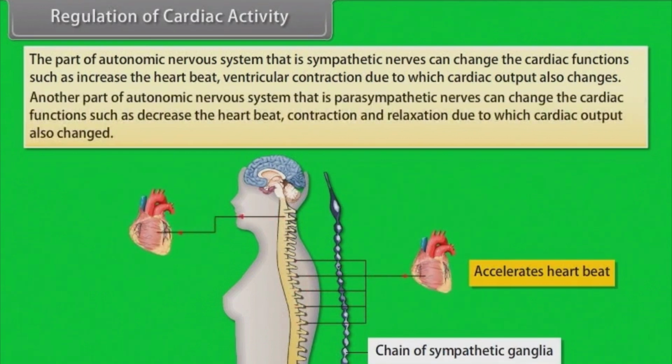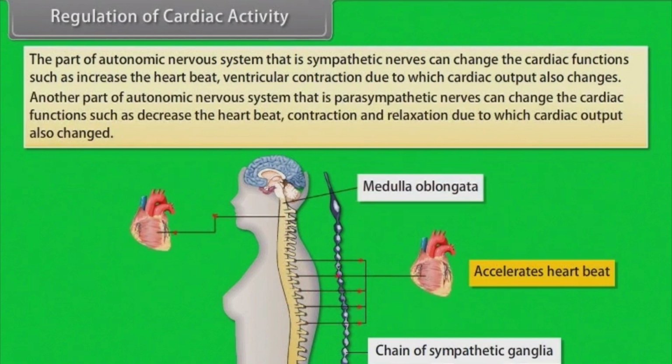Another part of the autonomic nervous system, that is, the parasympathetic nerves, can change cardiac functions such as decreasing the heartbeat, contraction and relaxation, due to which cardiac output also changes.